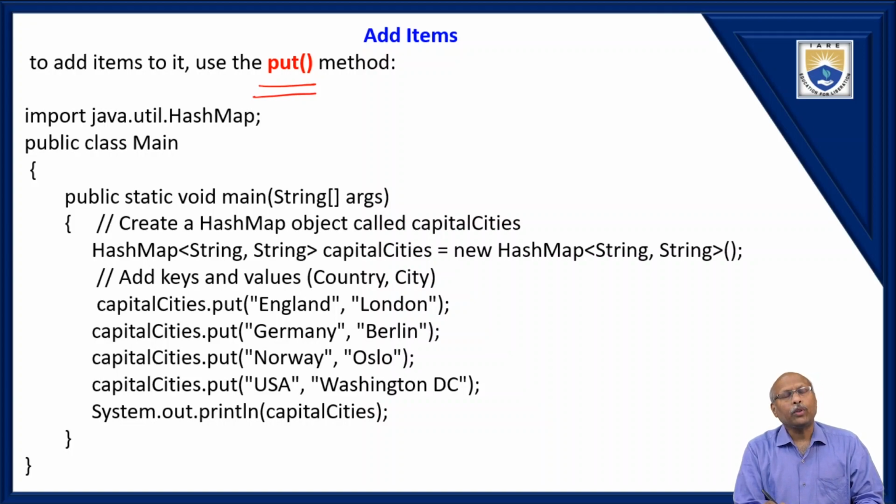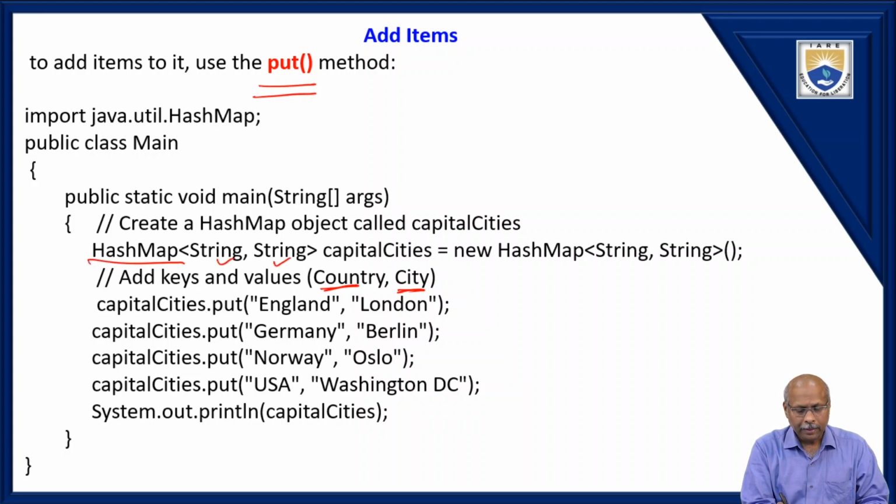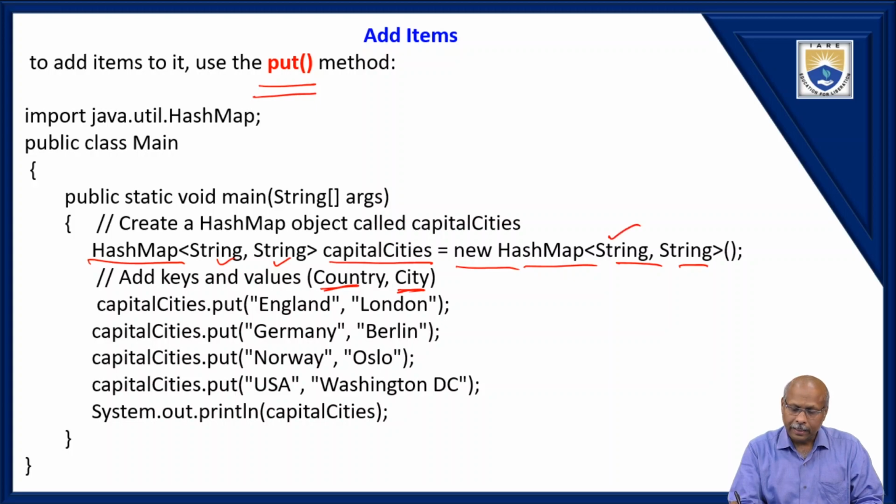What is my goal? To store capital cities with their country name or state name. Country name I want to store as well as city name I want to store. So country name is my key, city is my value. So if I give the country name, it will give its capital. So now how to store it? Before that you have to initialize HashMap string comma string. That means key comma value, then capitalCities, new HashMap string comma string. That means string is my key and this string is my value. So both are string type.